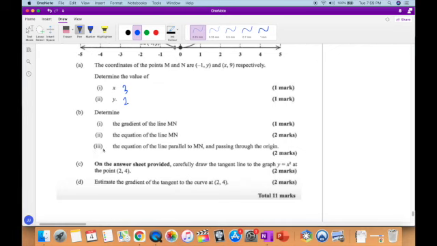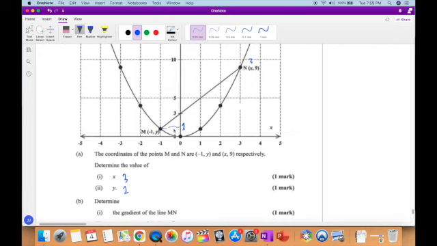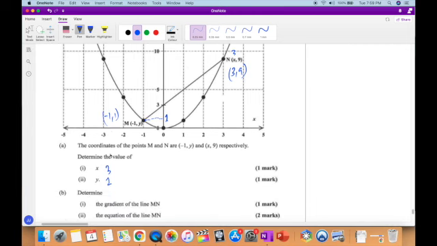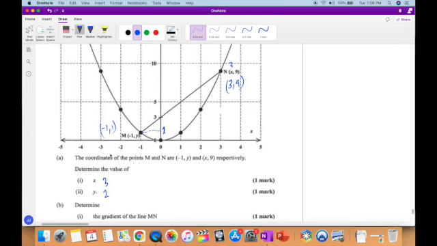Determine the gradient of the line MN. So now we want the gradient of the line. This point is (3, 9), and this point is (-1, 1). So the gradient now, let's call the gradient small m.